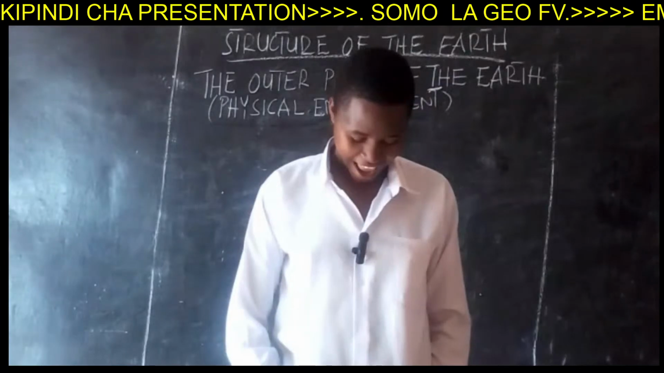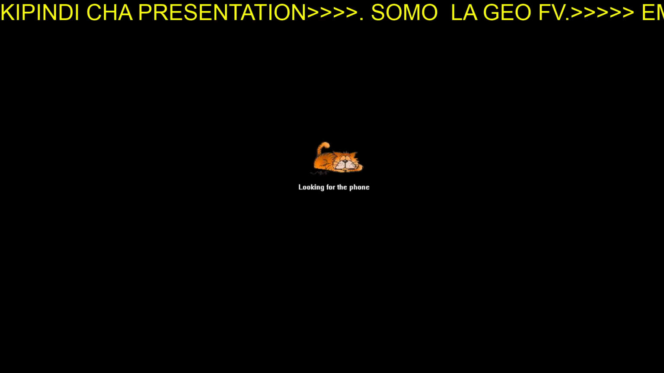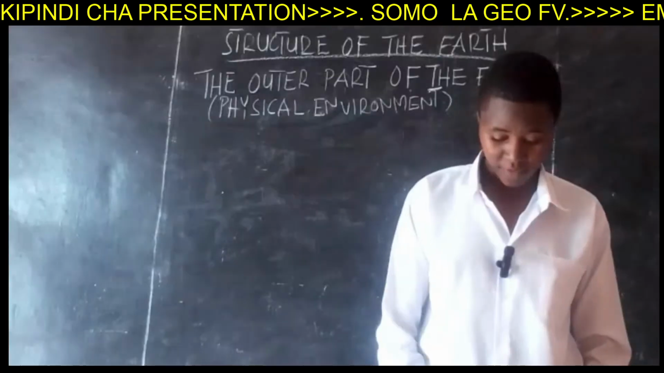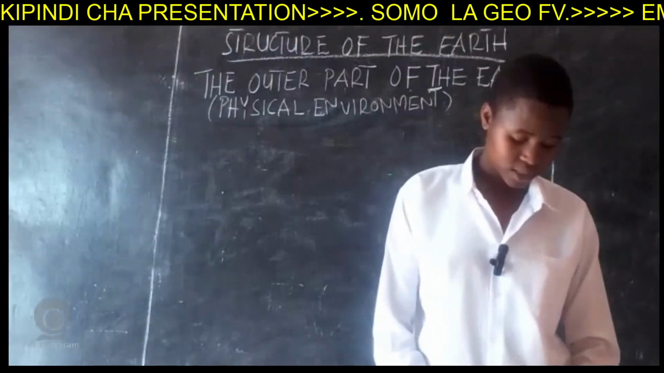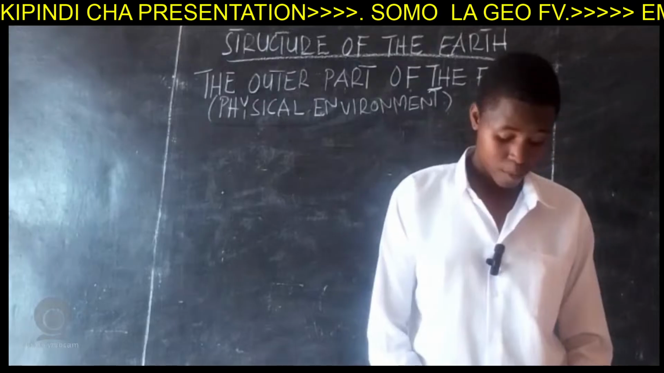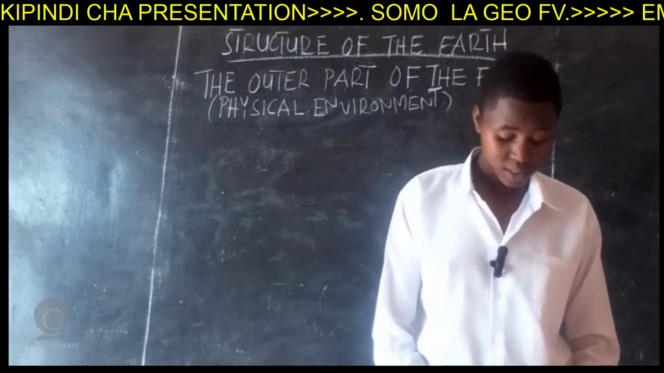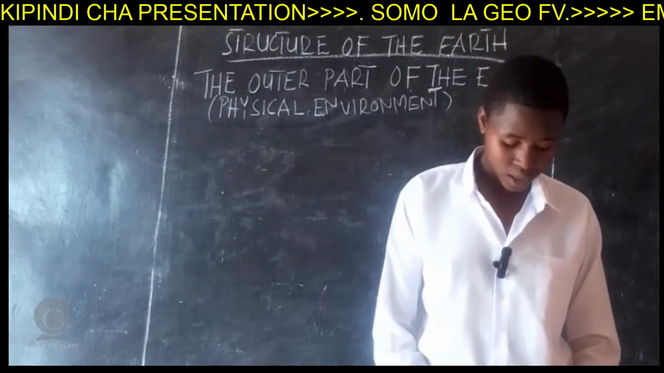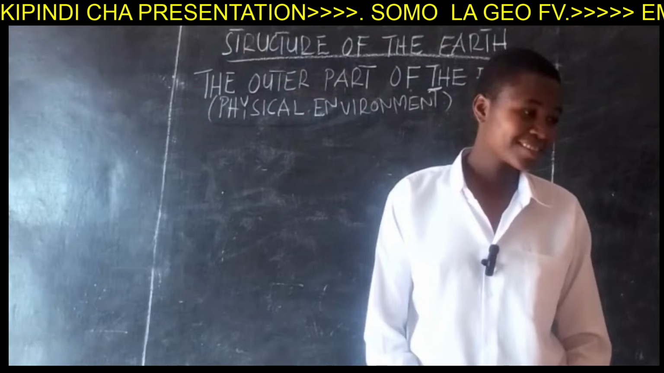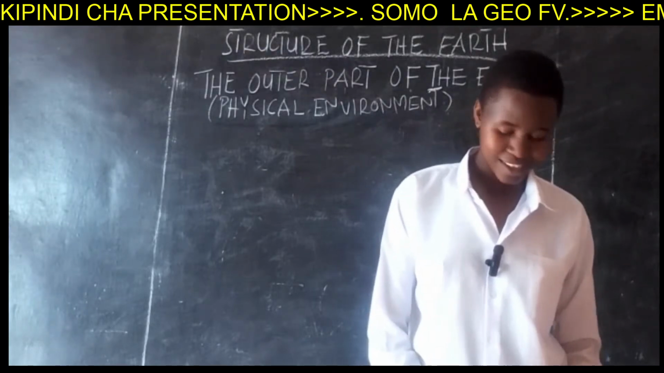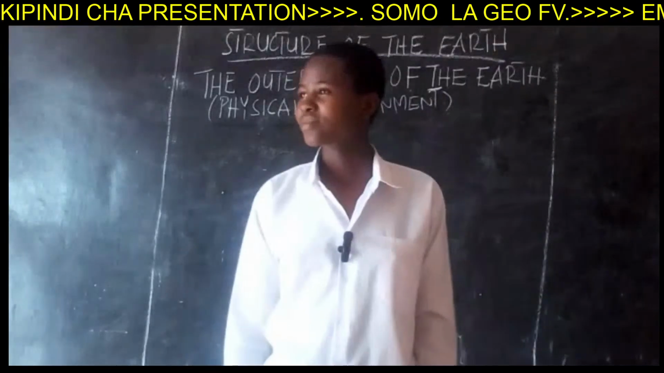The third layer is the lithosphere. This lithosphere refers to the whole solid body of the Earth with various landforms, for example, mountains, valleys, and plateaus. So this lithosphere is a whole solid body, like mountain, valley, and plateau.